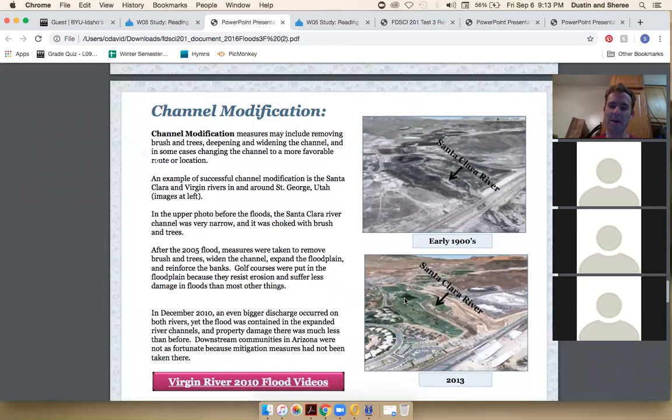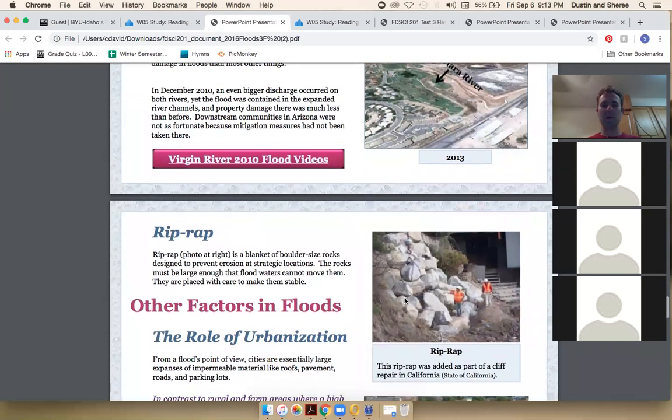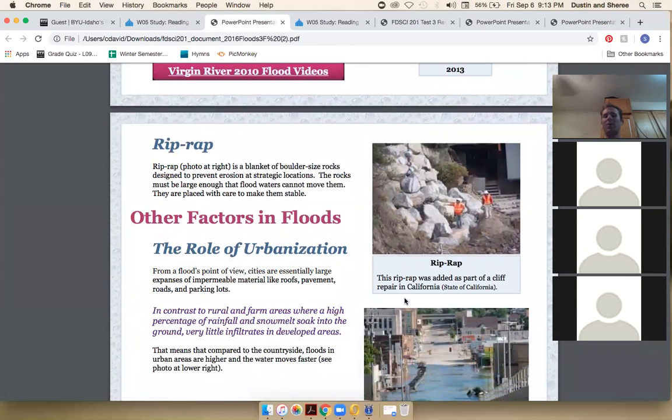So you've got channel modification as well. That just means removing brush and trees, deepening the channel and widening it. Things like that can kind of help. Riprap, and what that is basically you cover the sides of the channels with big boulders that are hard to move. And that's kind of like the buttressing that we talked about with landslides. And you're just putting up these hard walls that will protect that the river, for the most part, won't be able to move away and erode away. So that'll protect against erosion.